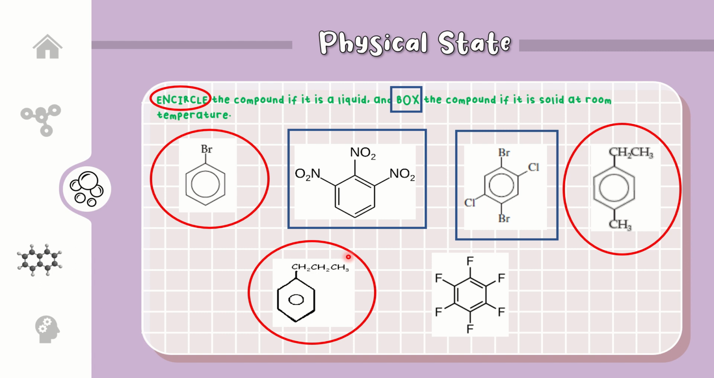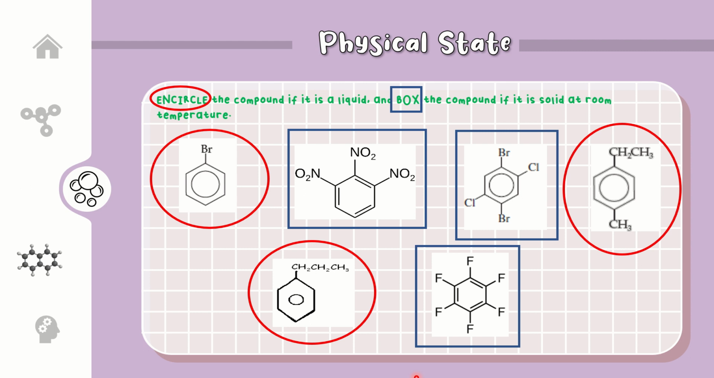There's the answer now. So the 2 of them are considered as liquid. In the next example, we have fluorine as the attachment, consisting of 1, 2, 3, 4, 5, 6 fluorines. Therefore, this is considered as solid. That's it for our physical state.